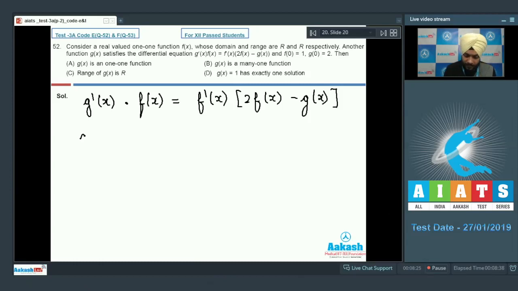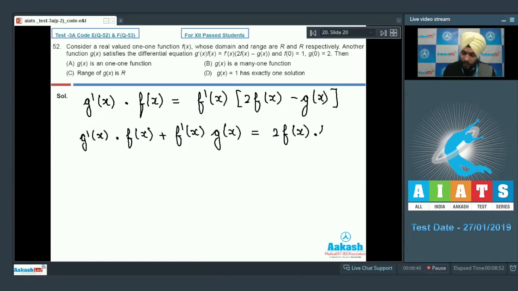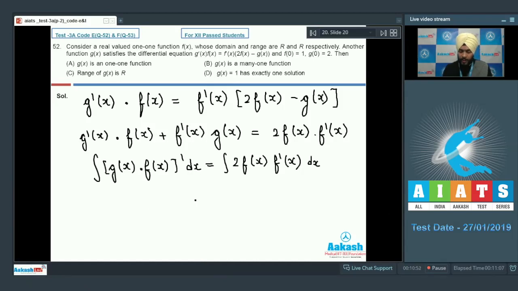Taking this term to the left hand side, I have g'(x) f(x) plus f'(x) g(x) is equal to 2 f(x) into f'(x). This is (g(x) into f(x)) whole dash is equal to 2 f(x) into f'(x). Integrating with respect to dx on both sides, we will get f(x) into g(x) is equal to f square x plus c.